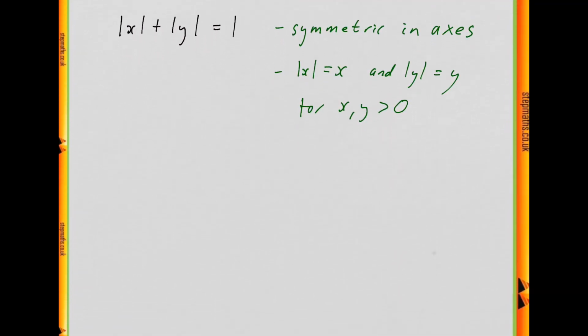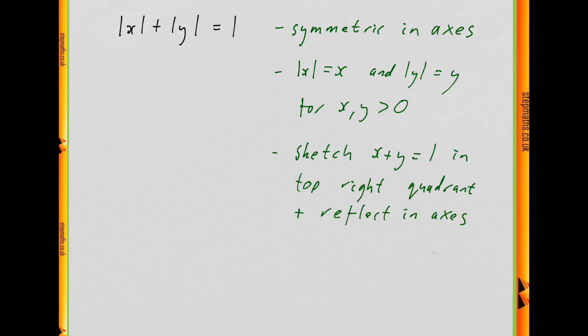And together, those give us a way of approaching the question, because this tells us what happens in the top right quadrant. So we could sketch x + y = 1 there, and then we can reflect it in the axes because we know it's symmetric in the axes.